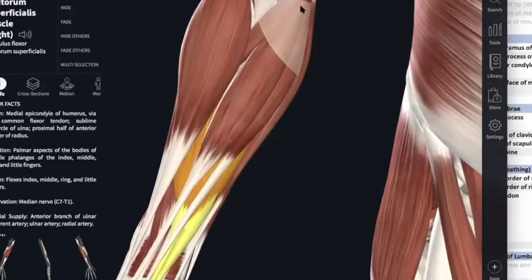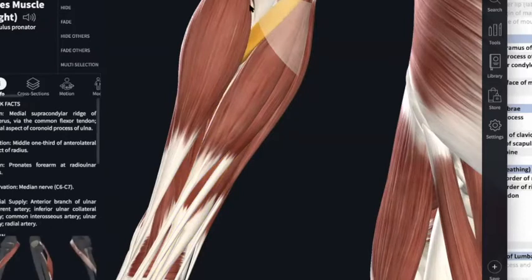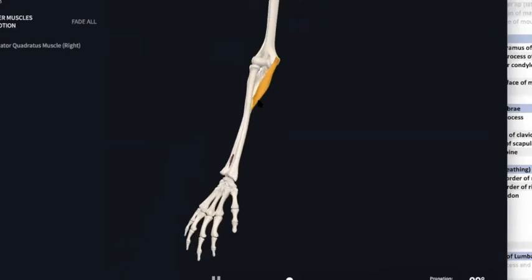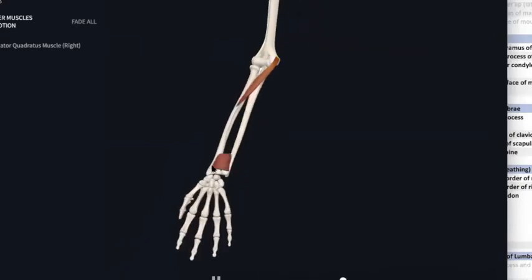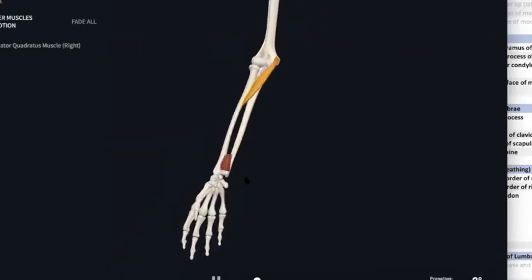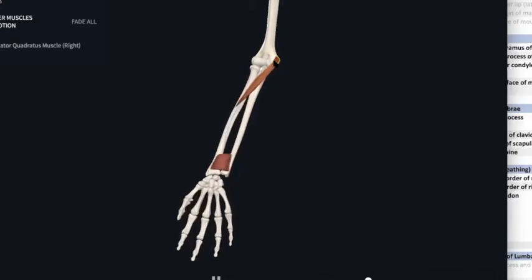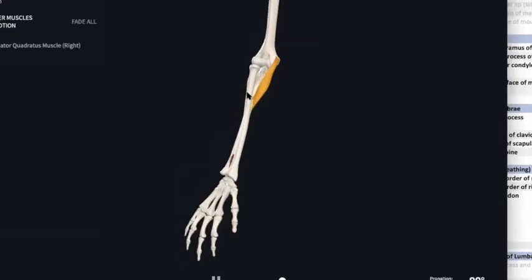And then the last muscle up on the forearm right here is your pronator muscle. And again, that's going to be doing that pronation movement, right? Supination, pronation, supination. So it's connected over from your medial epicondyle on the humerus to make that twisting movement.